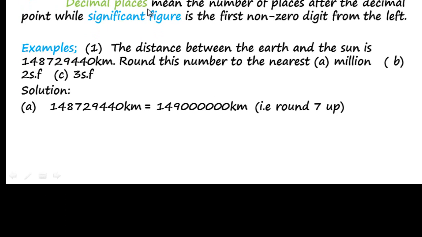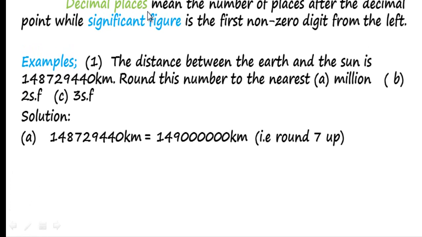148729440 kilometers to a million. You are going to start from the right. This is not a significant figure. You are approximating to a million, so you round this number to the nearest million. Specifically, it's just to a million. And how many digits are in a million? A million has 6 digits.